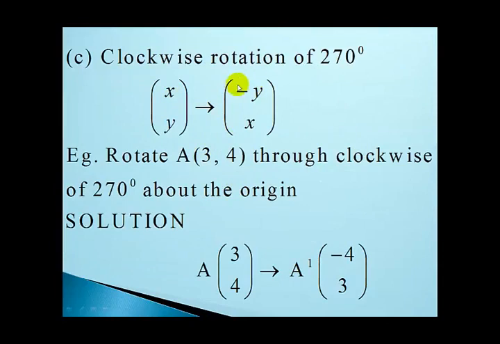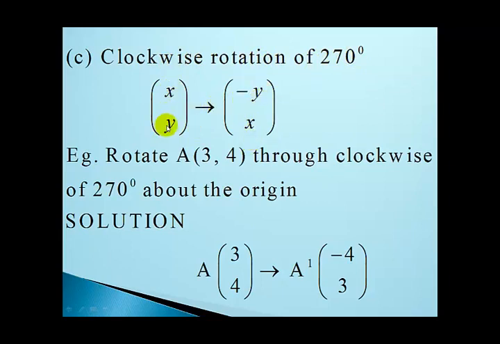Now we have clockwise rotation of 270 degrees. The rule is xy maps to minus yx. That is clockwise rotation of 270 degrees. This is the rule: xy maps to minus yx.